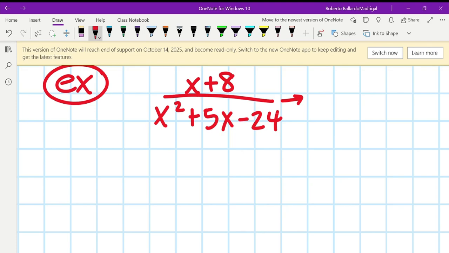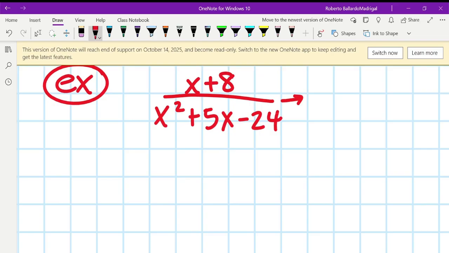All right, go ahead and write this down, please. We have the binomial x plus 8 over x squared plus 5x minus 24. You get this? We're going to do it together. So we're doing this example together. Ready? Okay.